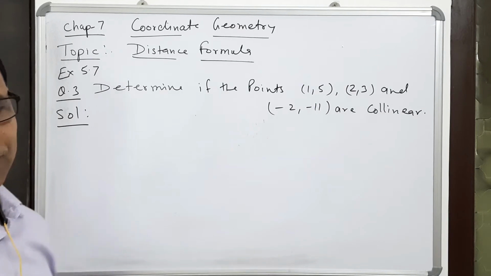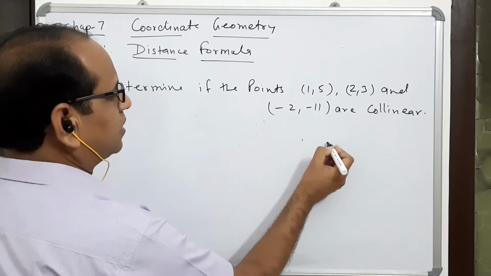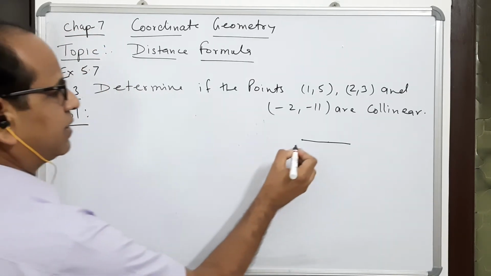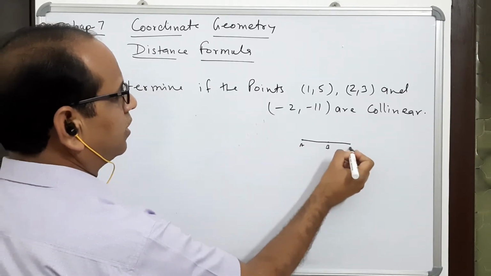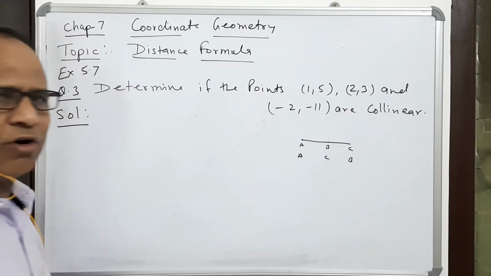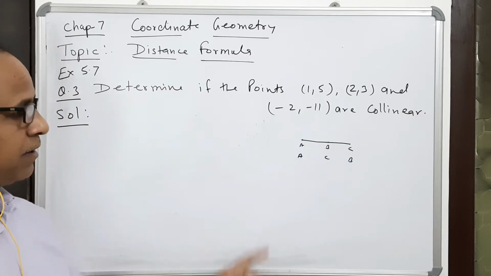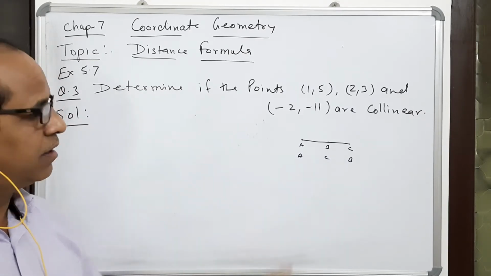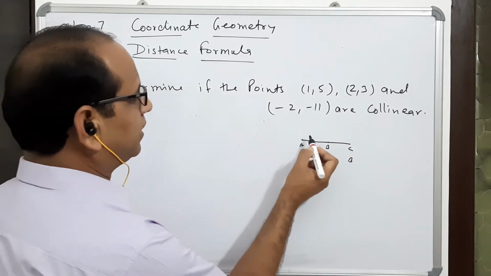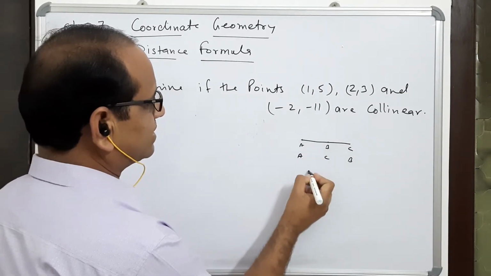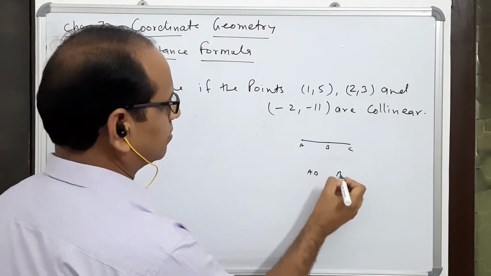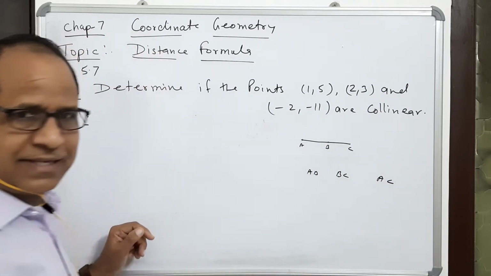Collinear means if 3 points are in a straight line, then we say that these points are collinear. It can be ABC or ACB or in any order, but they are in a straight line. Now when these 3 points are in a straight line, there will be 3 distances: one is AB, the second is BC, and the third is AC.